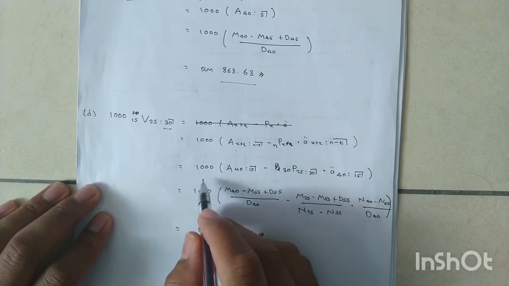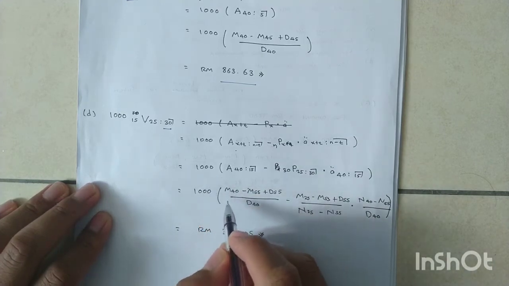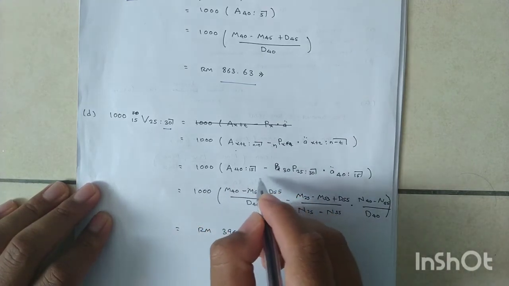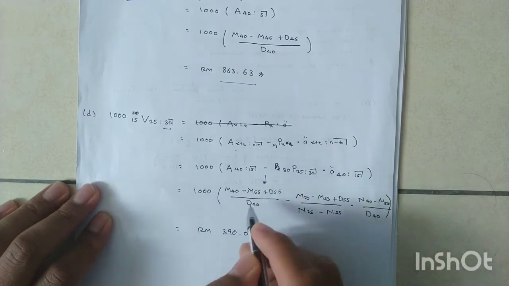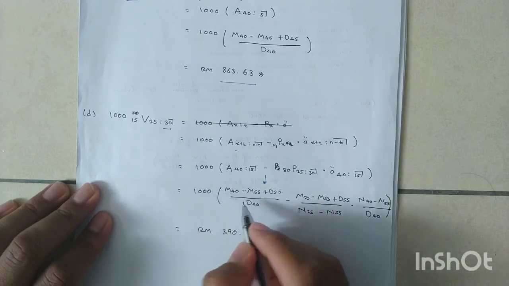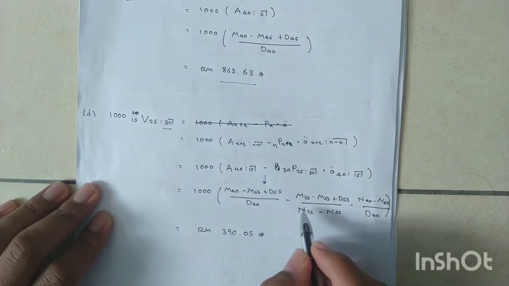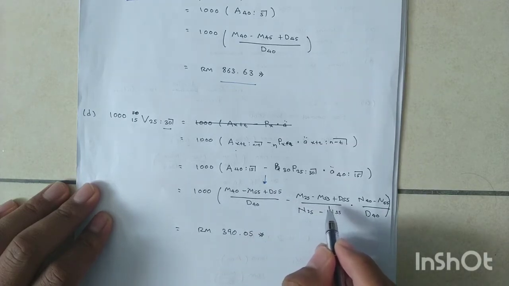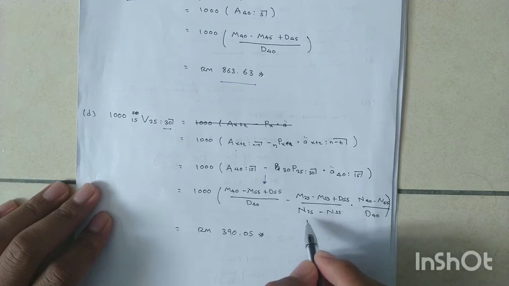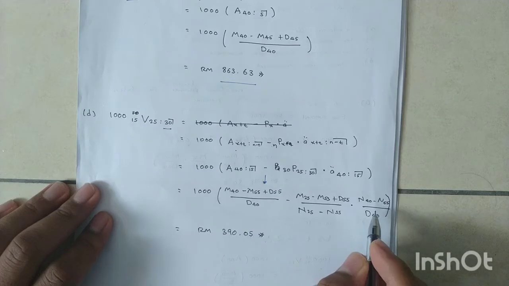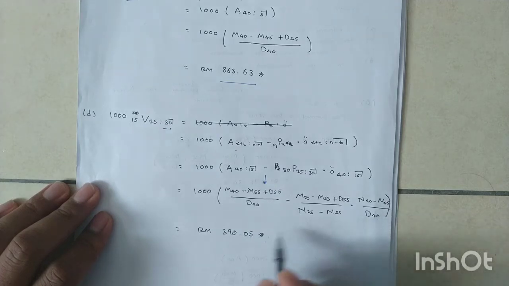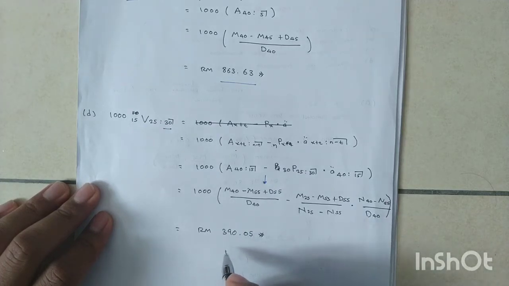So therefore we will get 1000, and then translating to commutation symbols, we will get (M40 minus M55 plus D55) over D40 minus (M25 minus M55 plus D55) over (N25 minus N55) times (N40 minus N55) over D40. Thus we will get our answer, which is 390.05 ringgit.